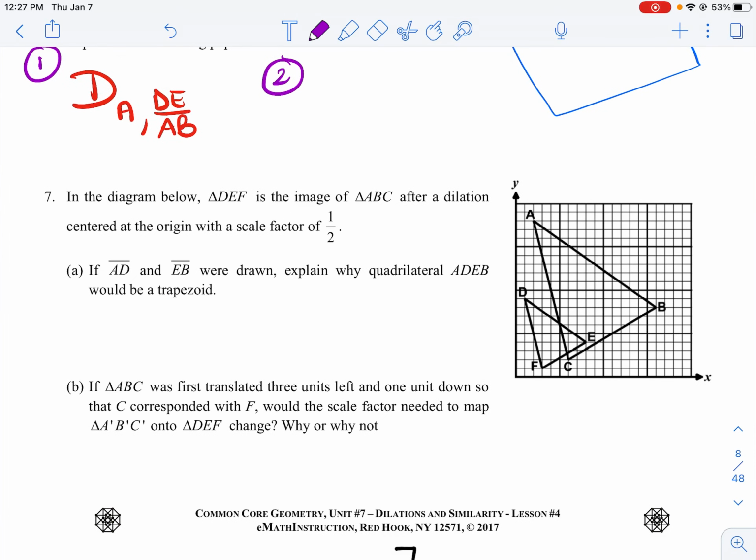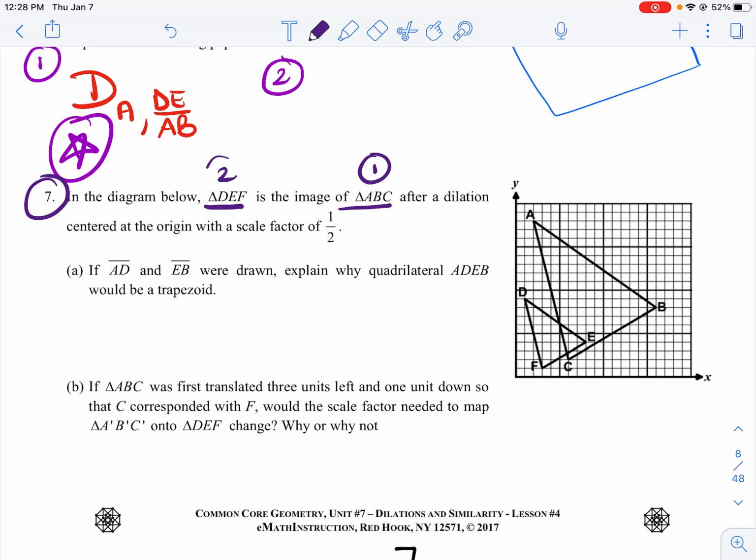Okay, the last one for number 7, guys. It says in the diagram below, DEF is the image of ABC after a dilation with a scale factor of 1/2. So I think that's one of the things we wanted to cover with you guys, because we noticed that some people were getting a little confused about when we have 1/2 versus when we have 2. So DEF is the image of ABC.